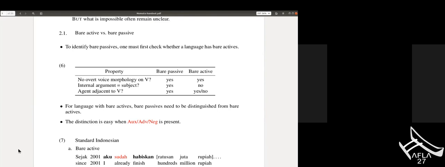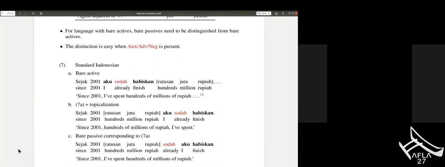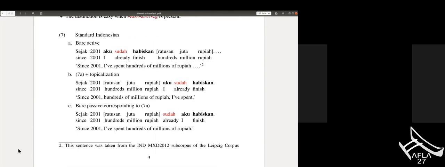The distinction is easy when an adverb, auxiliary, or negation is present, as in 7. In this Indonesian example, the adverb sudah comes between the agent and the verb. If you apply topicalization to this, you get 7b, and the auxiliary adverb is still there. The bare passive corresponding to 7a is still clearly different because of the position of the adverb sudah, 'already'. However, without this element, the distinction becomes difficult.